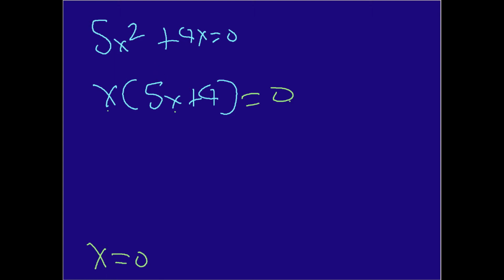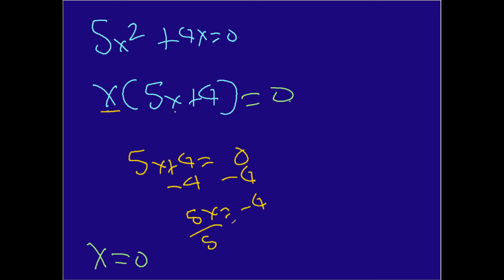But what about the other answer? This is kind of a shortcut, but if I ignore this x out here and just deal with 5x plus 4 equals 0, I can get the second answer. You subtract 4 from both sides, you get 5x equals negative 4. You divide both sides by 5, and we get our second answer: x can also equal negative 4 over 5. And so those are our two answers.